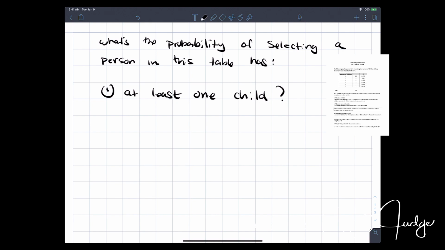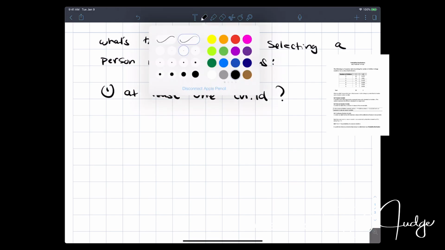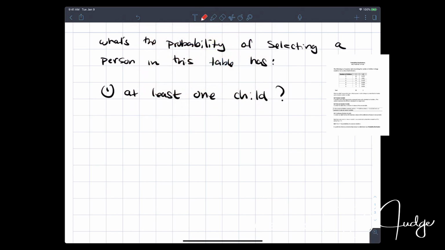So what's the probability of selecting a person in this table that has, question 1, at least one child? You have to know the meaning of at least one. And at this point, I'm going to say you guys do. At least one means 1 or more. All right, 1 or more. Now, I'm going to do some notation, 1 or more. I'm going to write this down for you guys in an important way. Since X represents the number of children, if we say at least one child, that means X is greater than or equal to 1.